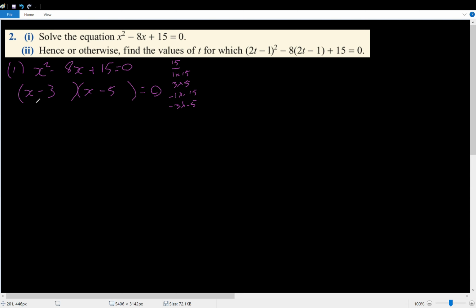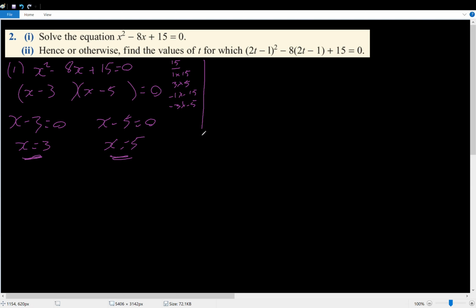Now that we have these two brackets multiplied together equal to 0, we can set them separately equal to 0. So x minus 3 equals 0 and x minus 5 equals 0. So x is equal to 3 and x is equal to 5. So those are our solutions to part 1.